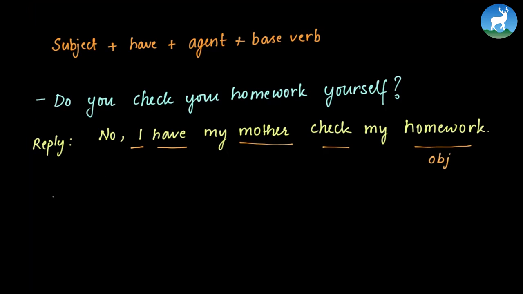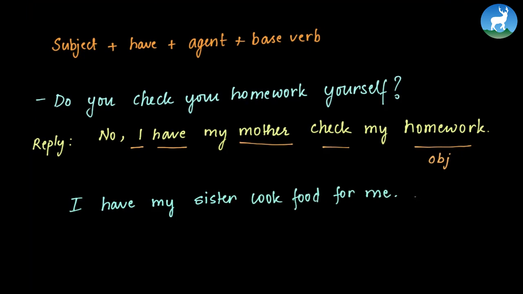Another example is, I have my sister cook food for me. So here you can notice that we are using the base verb. And why are we using it? Because we are using have and the agent, that's the sister, is defined.